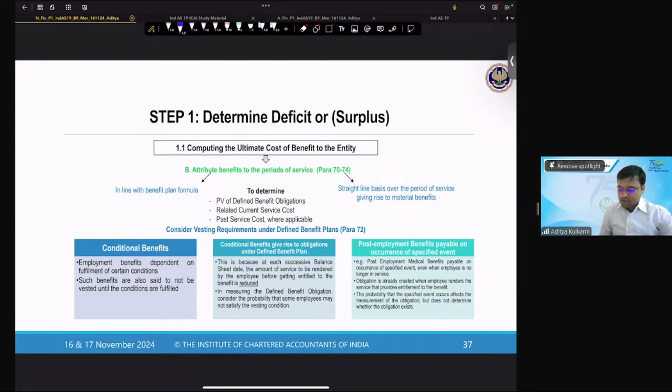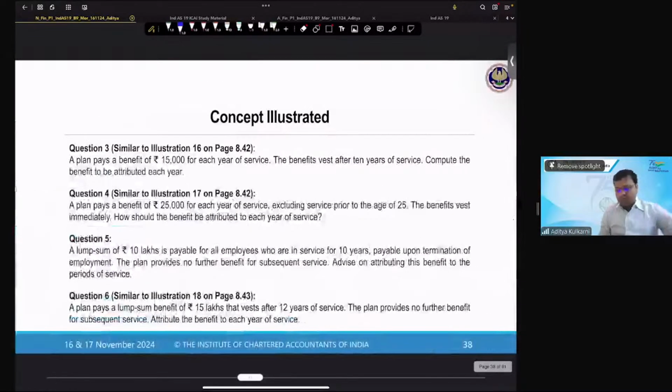Attributing benefits to the periods of service either in line with the plan formula or on a straight line basis. Okay. What is the objective? To determine present value of defined benefit obligations, to determine current service cost, and to determine past service cost where applicable. Where applicable. Is it okay? All right. बाकी सब तो इतना कुछ खास नहीं है.